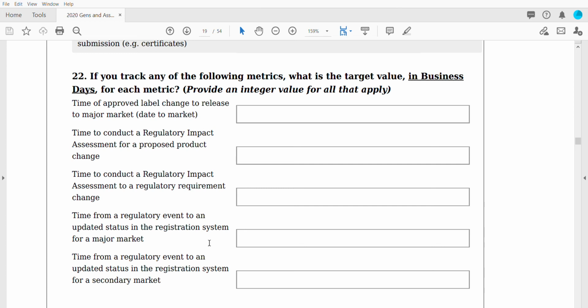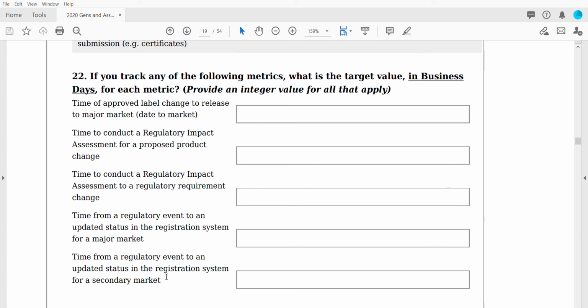But question 22, we talked about this quite a bit in the design sessions, it's just 5 areas. These are pretty straightforward performance metrics: the date to market for a label change, the time to conduct a regulatory impact assessment, 2 expressions of that for a product change, and also a regulatory requirement change. Time from a regulatory event to an updated status in the registration, split by major market and secondary markets.